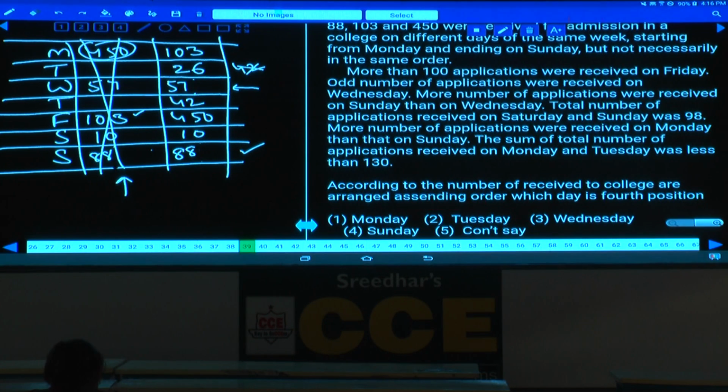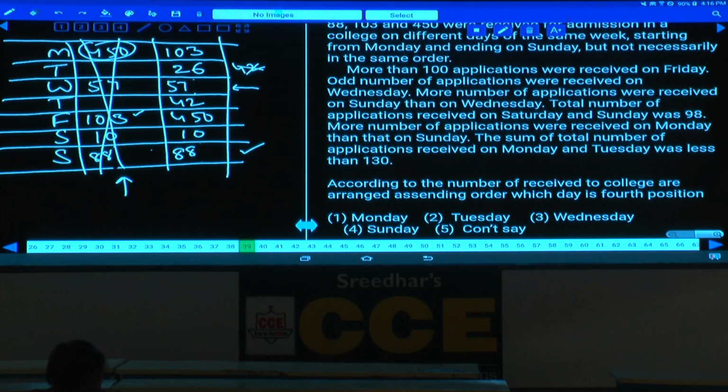Then question number 39, if the number of applications received by the colleges are arranged in ascending order, then which day is in the fourth position? Tell me which day is the fourth position in ascending order. Now, this is 1 and this will be 2 and this is 3 and the fourth number is 57, and that is Wednesday, that is choice 3.